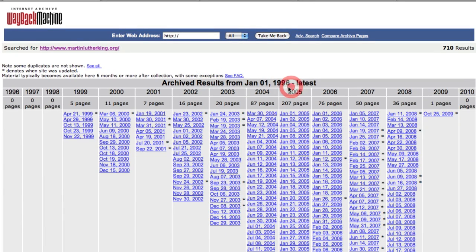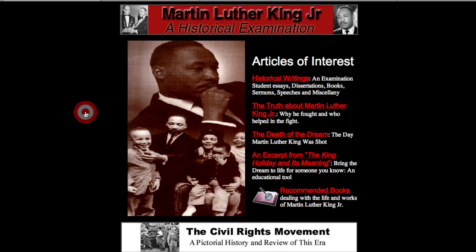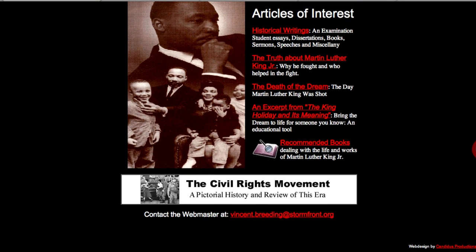So now I can see the history of this martinlutherking.org website. It goes back to 1999, and it goes back to April 21st, 1999. If I click on this, the website might not look exactly the same. Looks a little similar, but I might get some clues of whether or not the website's valuable. And right off the bat, it was a lot easier to figure out who owned this because the stormfront.org is right here.